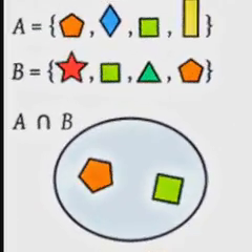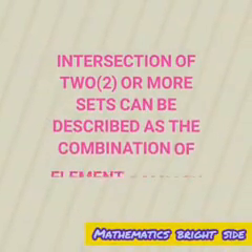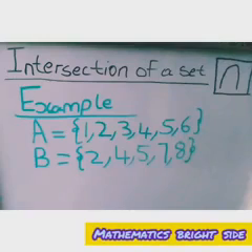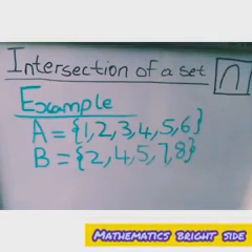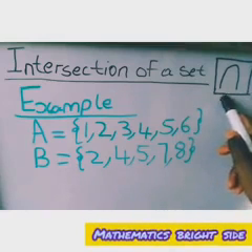Let's move on to the second operation under sets, which is called the intersection of a set. Intersection of two or more sets can be described as the combination of elements common to the sets. So now let's look at how to identify intersection of a set. Intersection of a set is always denoted or represented by this symbol inside the box.